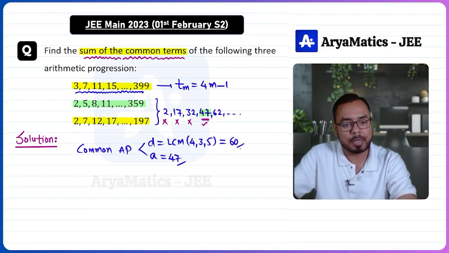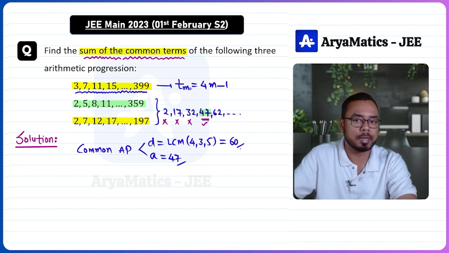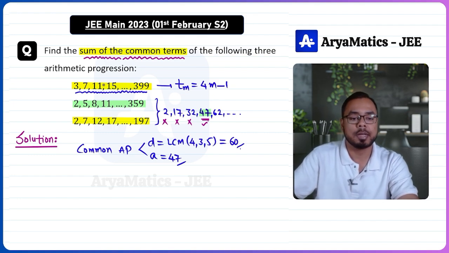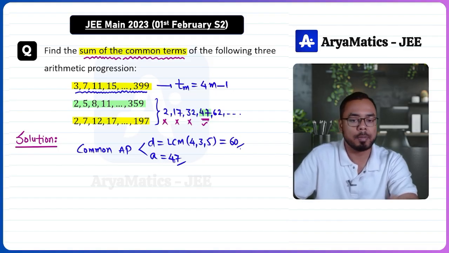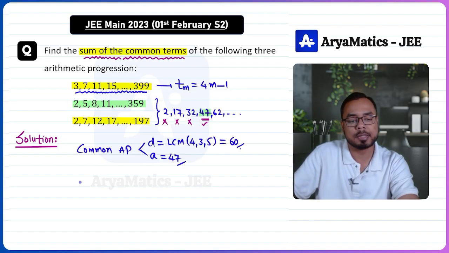So in this manner, one can very easily find the first common term in all three APs. Write the common AP of any two APs, then write the general term of the third one, and identify the first term which is present in the third AP. So 47 is clearly present in all three APs, and it will be the first term present in all three. So the first common term is 47, and the common difference is 60.